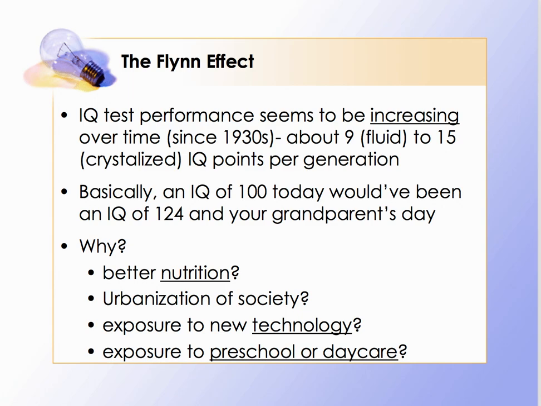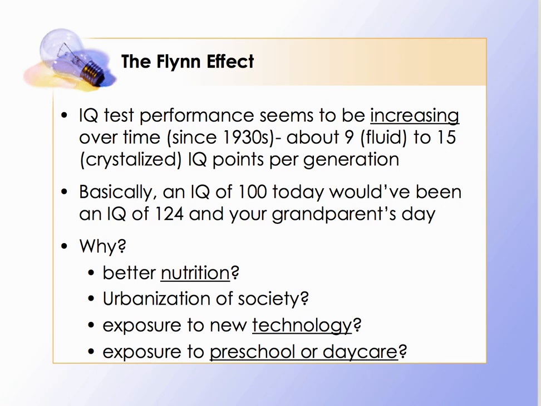And the idea here is that IQ test performance seems to be increasing overall over time, and this started around the 1930s. So they've seen since the 1930s that the average individual's IQ has increased about 9 points in fluid intelligence and 15 points in crystallized intelligence. So basically an IQ of 100 today would have been an IQ of 124 in maybe your grandparents' or great-grandparents' generation. So we have more specially crystallized knowledge, if that makes sense.